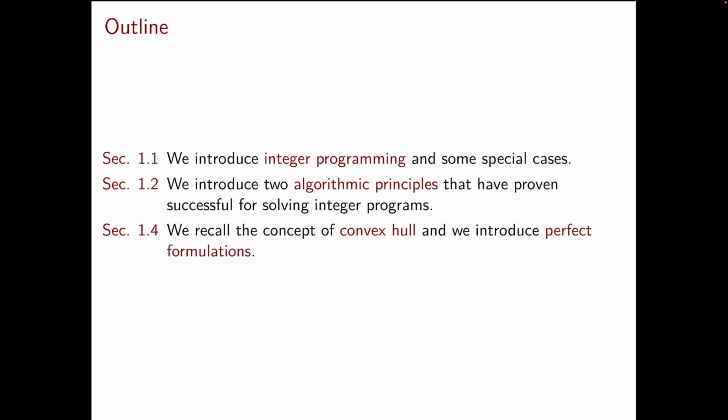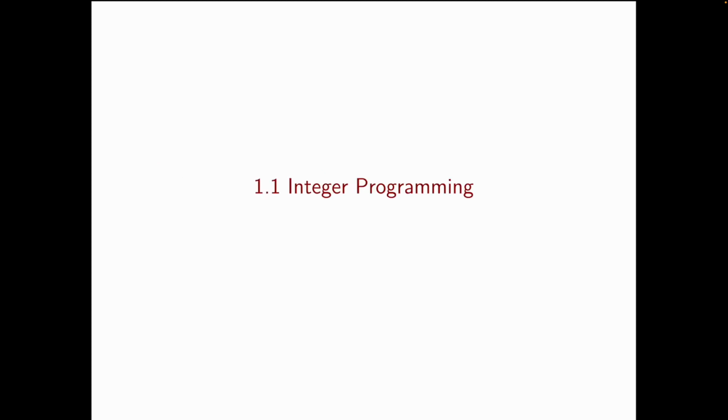In chapter 1, we're going to see three different sections. In the first one, we introduce integer programming and some of its special cases. Then we introduce the two main algorithmic principles that are currently used to solve integer programming problems. And these are branch and bound and cutting plane techniques. Finally, in section 1.4, we recall the concept of convex hull and we discuss perfect formulations. Let's then start with section 1.1, where we introduce integer programming problems.